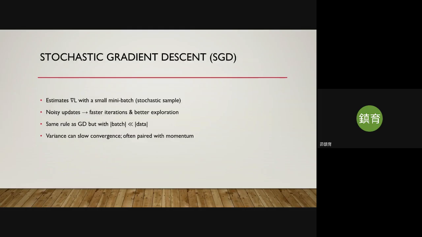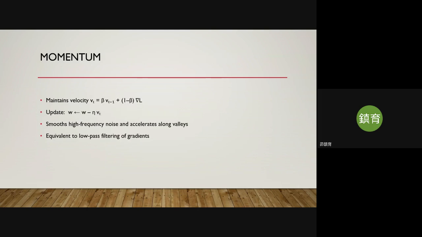So next we have stochastic GD, which is SGD. It keeps the same update rule as gradient descent, but it uses a smaller mini batch to estimate the gradient, and each step is much cheaper. It has built-in randomness to help the optimizer avoid shallow minima or shallow traps. And next we have the momentum.